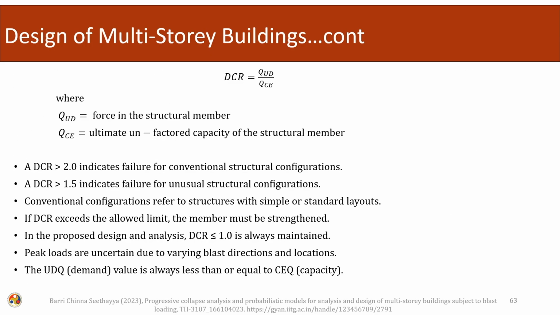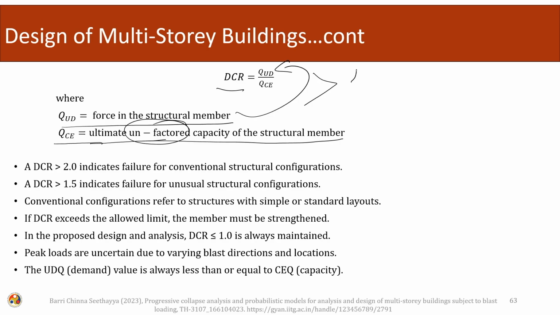DCR is defined as QUD, the actual force in the structural member, that is the numerator, and QCE, the ultimate unfactored capacity of the structural member. Remember, this is the unfactored capacity of the structural member. A DCR greater than 1 means that the structure is overstressed as compared to its strength, so it will have a high probability of failure.